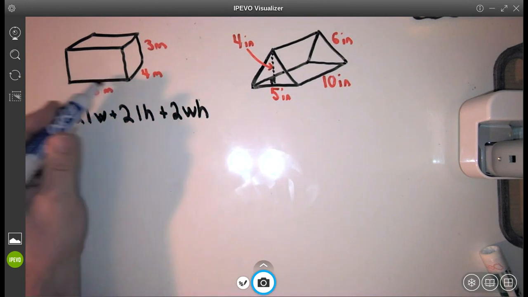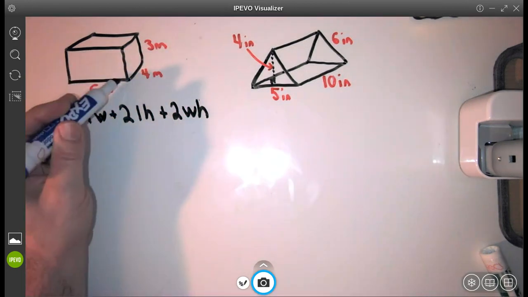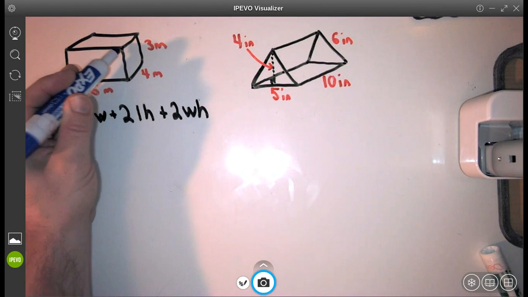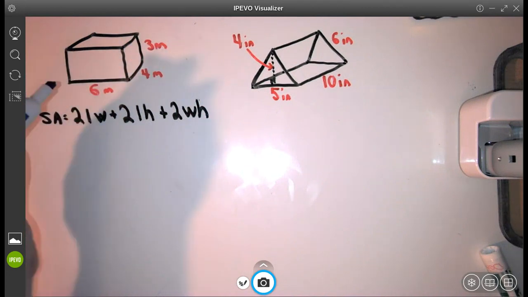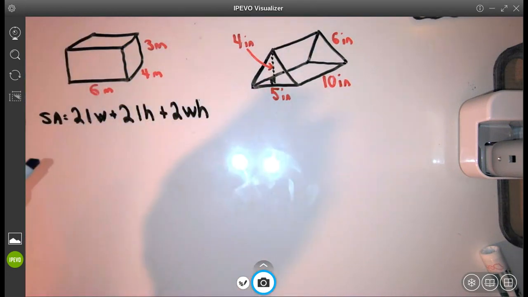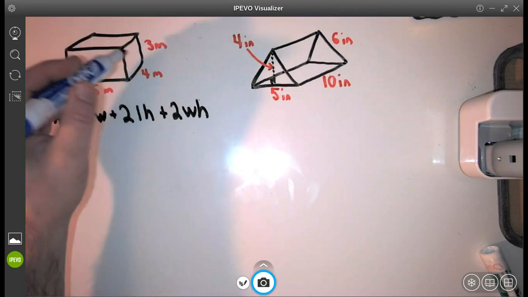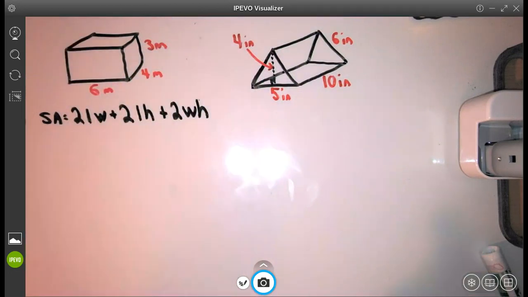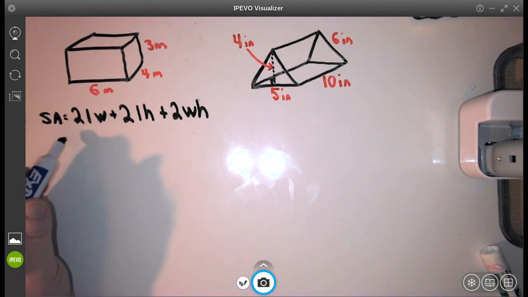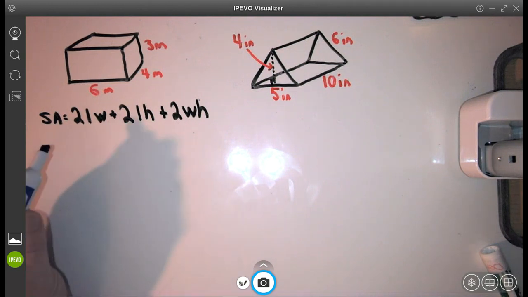So if I wanted to find the area of this front face, I would do 6 times 3, which is 18 square meters. And then there's another one that's 18 square meters. Then 4 times 3, and another one 4 times 3. And then find the area of the base, and add them together. Some people prefer to use this formula. This formula only works for rectangular prisms.